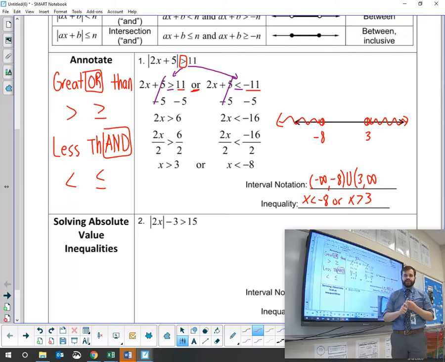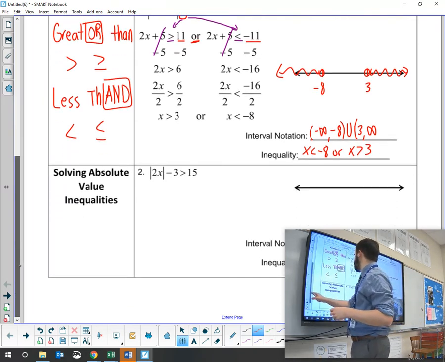Okay? So, let's backtrack. What did we do? We split it into two equations where one of it is equal to a positive, one's equal to a negative. Then we have to flip the sign on the one that we changed to a negative.